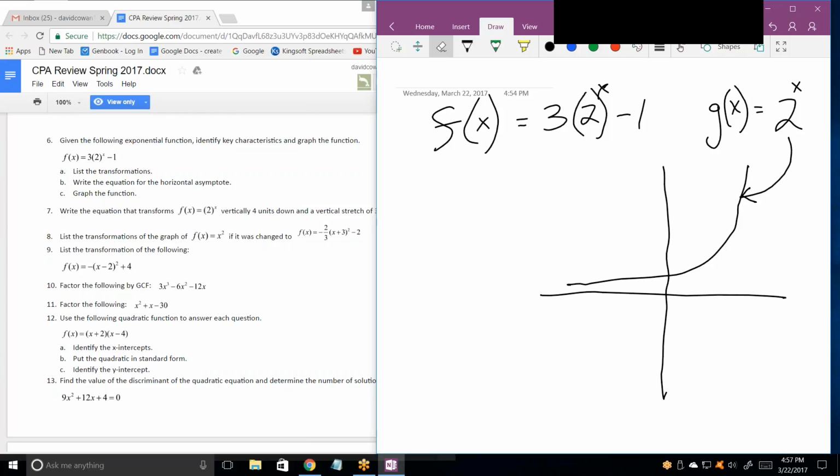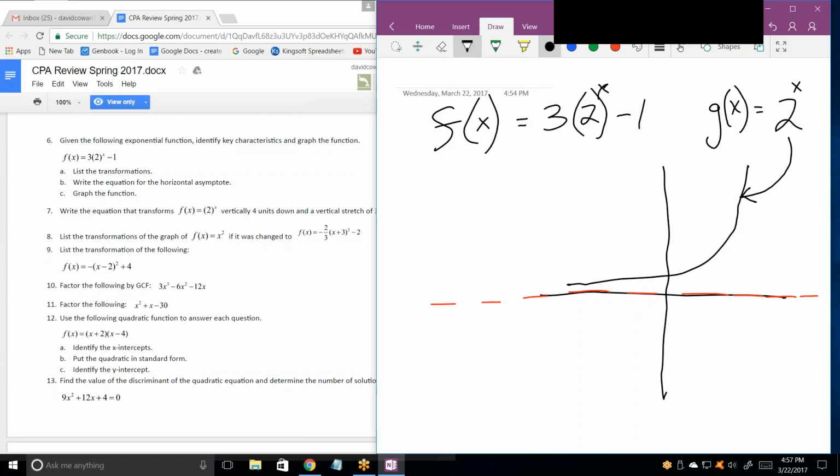Write the equation for the horizontal asymptote. Well, first of all, let's look at our parent function. There is a horizontal asymptote that is the x-axis. In other words, our parent function is never going to touch the x-axis. As it goes to negative infinity, it's going to get closer and closer and closer, but it's not going to touch it. That's kind of the definition of horizontal asymptote.